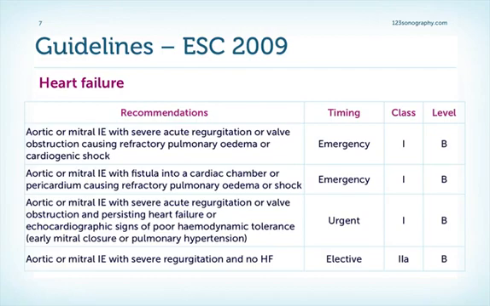According to the ESC guidelines, which were published in 2009, one can classify the reasons to operate into 3 different categories. The first is heart failure, either caused by some form of acute regurgitation, either mitral or aortic, fistulous communications, in other words, some hemodynamic sequel which causes heart failure, and poor hemodynamic tolerance to whatever the problem is, basically.